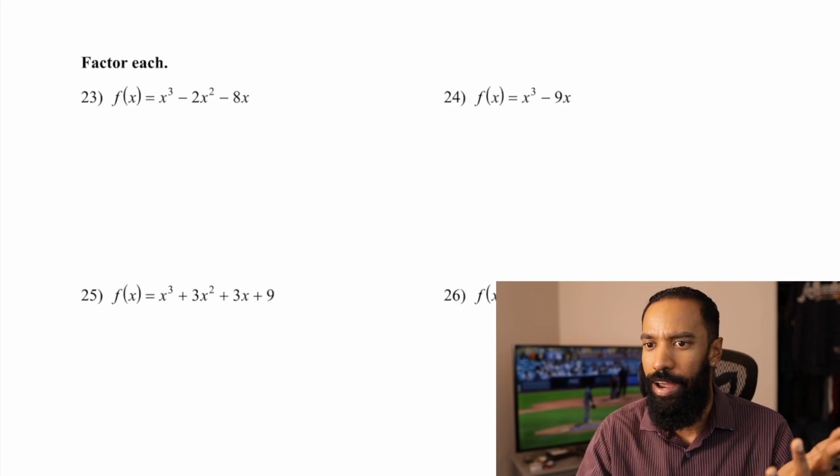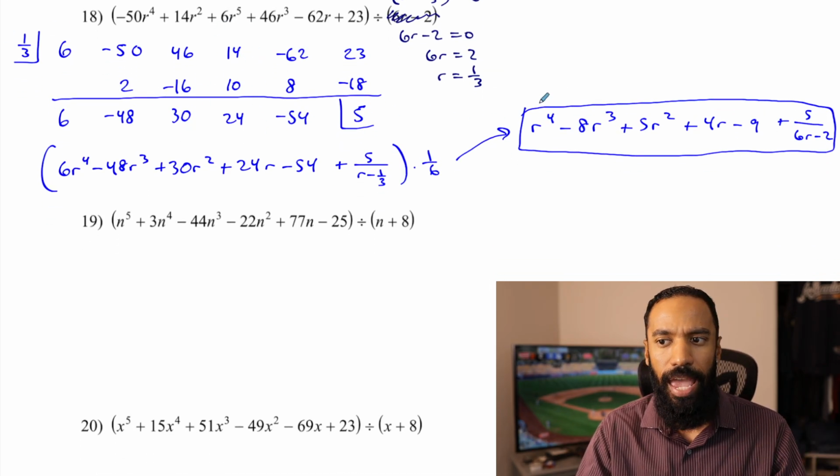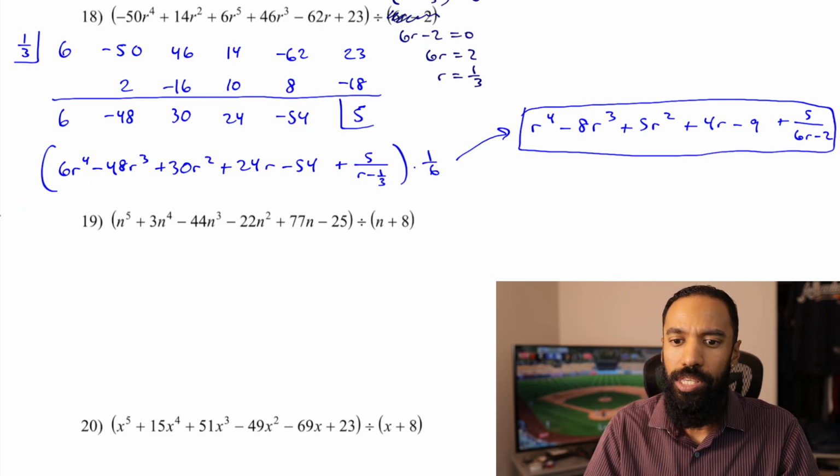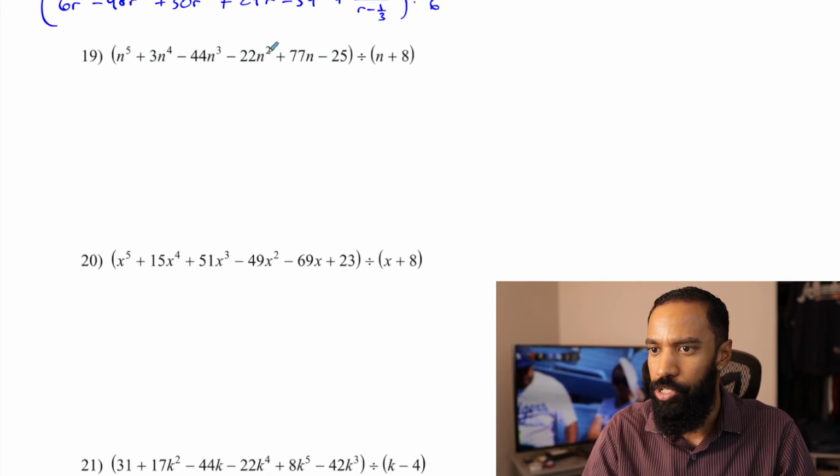That's all for division with fractions. I don't have fractions the rest of the way, so I will use synthetic division, and I save myself a little bit of time and room. So synthetic division the rest of the way, guys. Just be very cautious of your signs here.